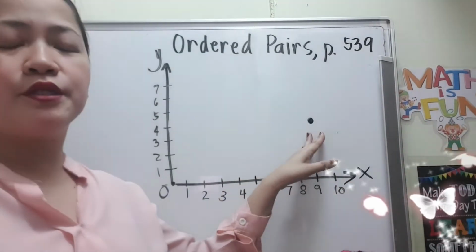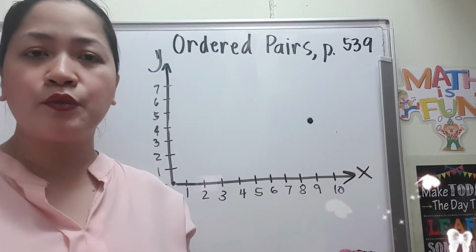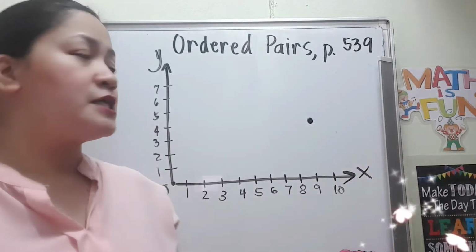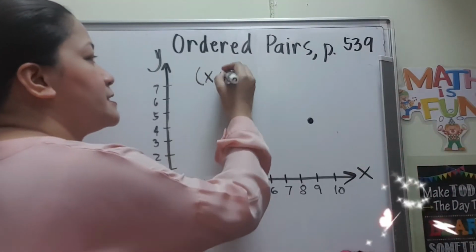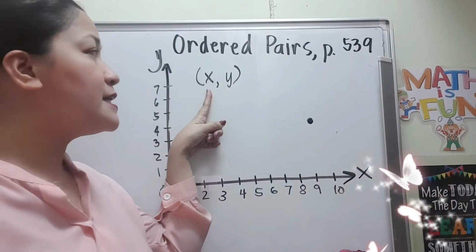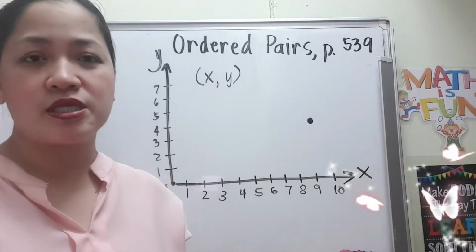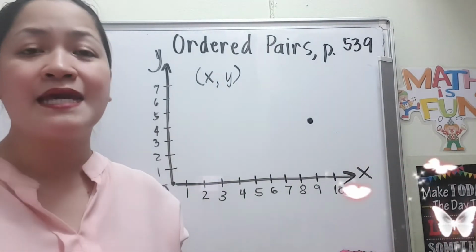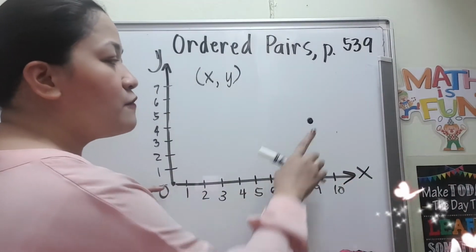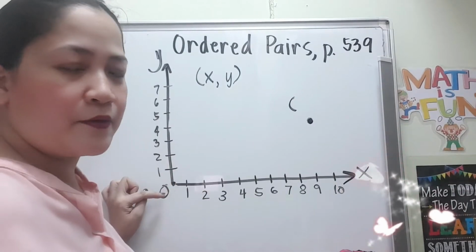Now, I have here a point, and we are going to give the ordered pair for this point. Just like what I told you, each point on the coordinate grid can be described by an ordered pair of numbers. It is x, y, okay? The first number is the x-coordinate and the second number is the y-coordinate. They cannot be interchanged. The first number is always the x and the second number is always the y. So we are going to look first for this point on the x-axis, and we will write a parenthesis.